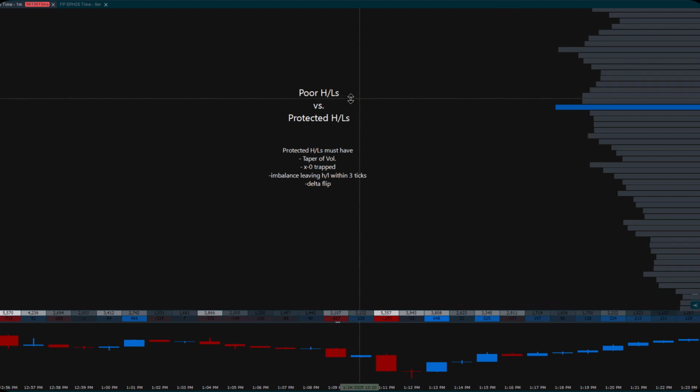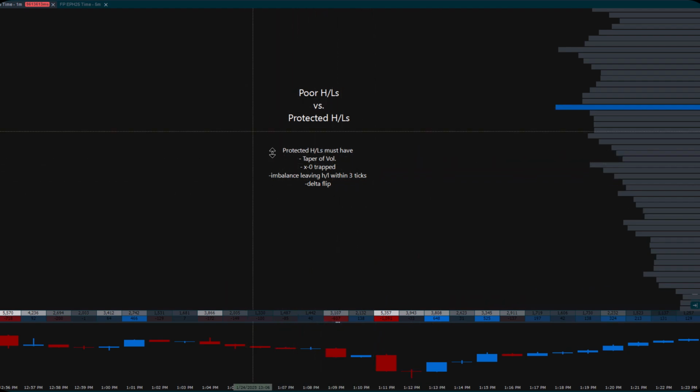Alright, I'm going to be going over poor highs and lows versus protected highs and lows and some things to look for. So I mainly look at the DOM whenever I'm taking trades, but it's very useful to have the footprint on the side. I normally have the footprint on one of my other monitors just to see the delta per candle and whatnot. So some things to look at for a protected high or low.